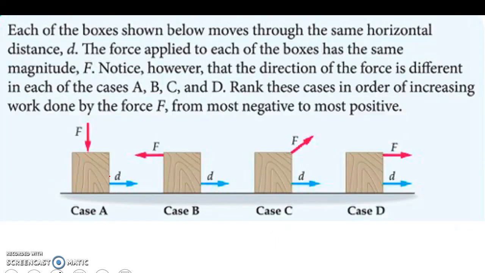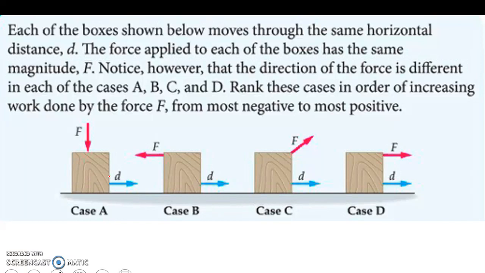Here's a situation. We have 4 boxes, and these boxes are moving a horizontal distance the same as d. The force applied is the same magnitude, so we'll say 5 newtons. However, the direction is different. So let's think about which one has the most work done, and we want to go from increasing work done, from negative to positive. So we want to go from least work to most work.